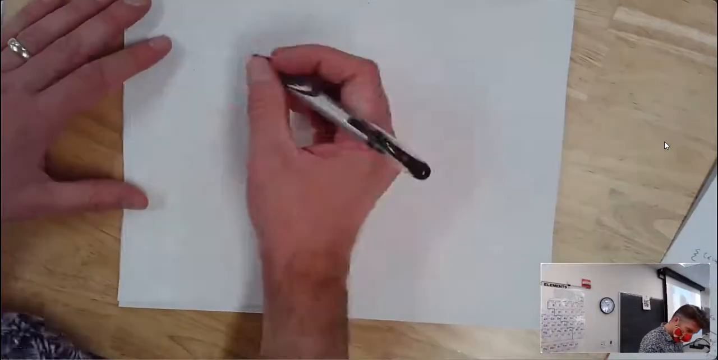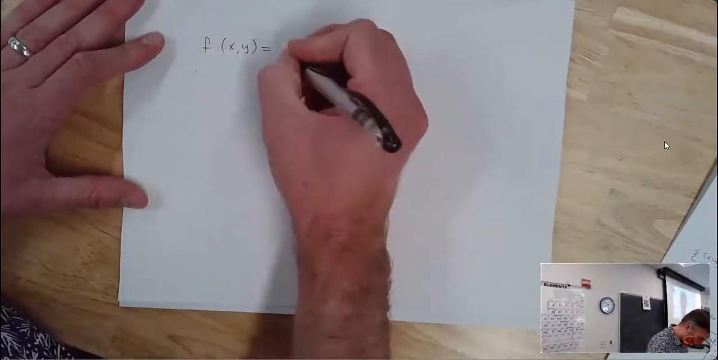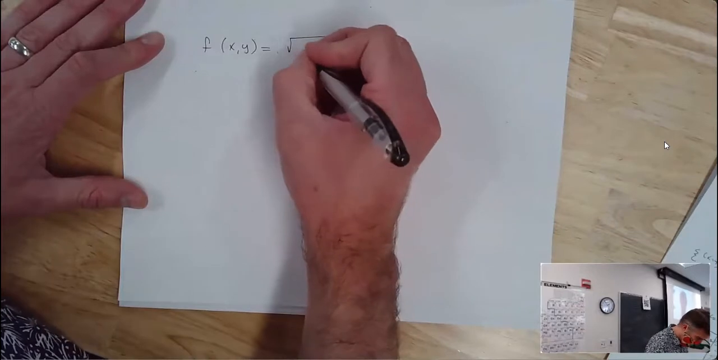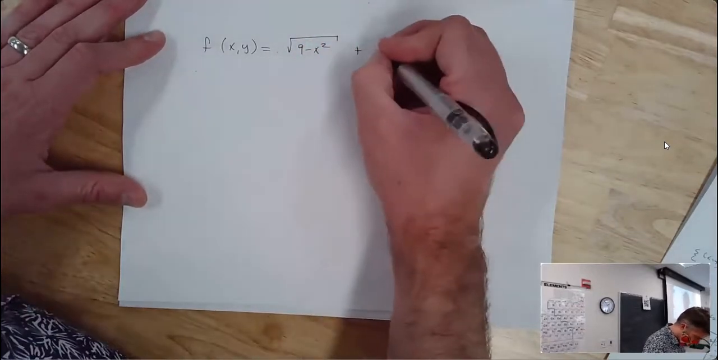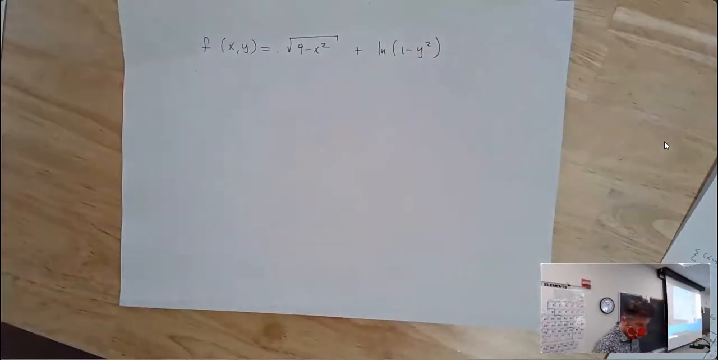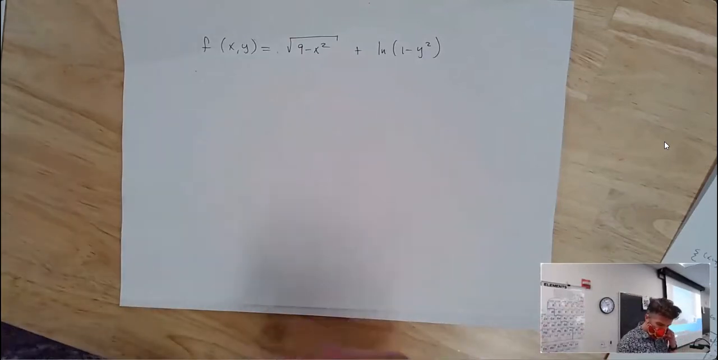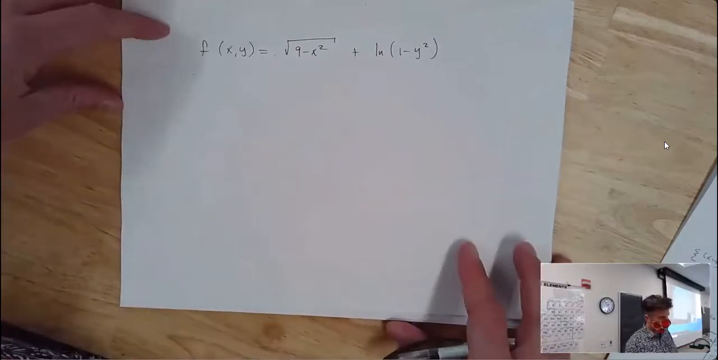So let's look at the next one. Let's change it up a little bit. Sure. Let's say our function is the square root of 9 minus x squared plus the natural log of 1 minus y squared. And again, we want to find the domain, and we may or may not talk about the range. The range might be kind of screwy. The range is usually kind of screwy.